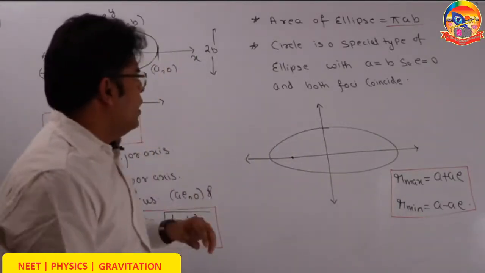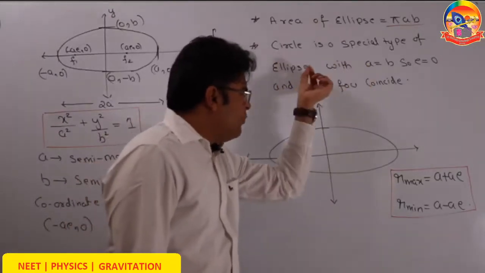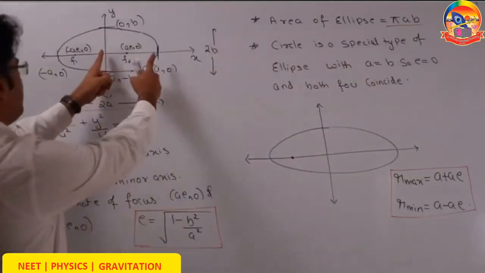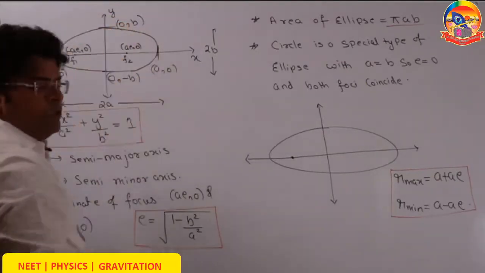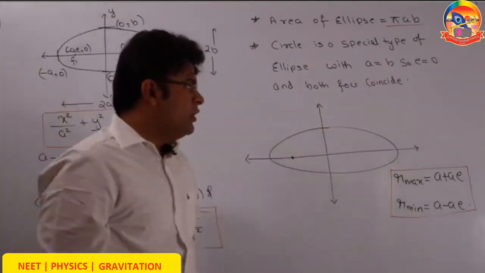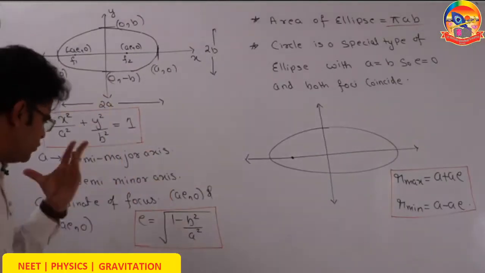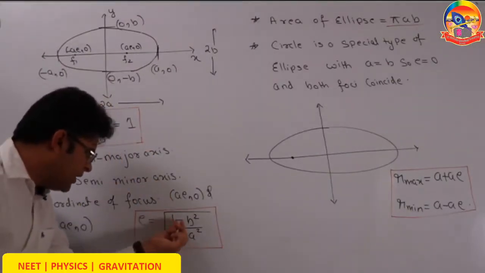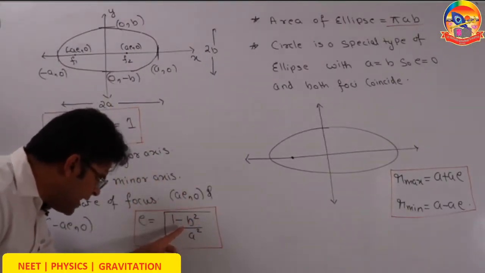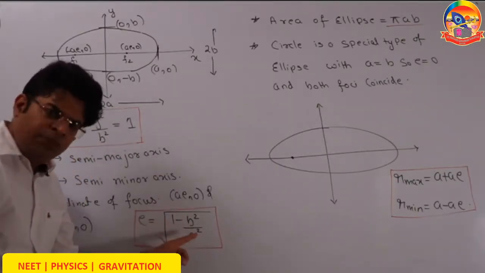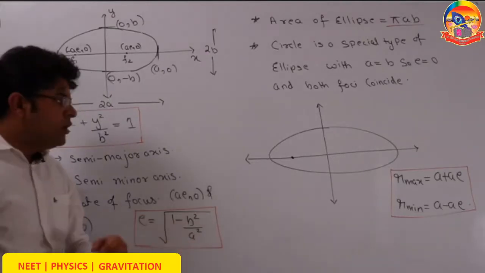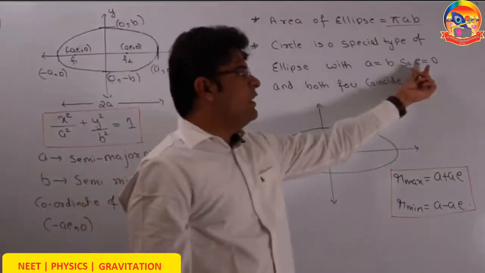Similarly, circle is a special type of ellipse in which the length of semi-major axis equals the length of semi-minor axis, A equals B. Since A equals B, the eccentricity E comes out to be how much? E equals under root of 1 minus B square by A square. Since A and B are equal, this quantity becomes 1, so you get under root of 1 minus 1, which becomes 0. So the eccentricity for a circle comes out to be 0.